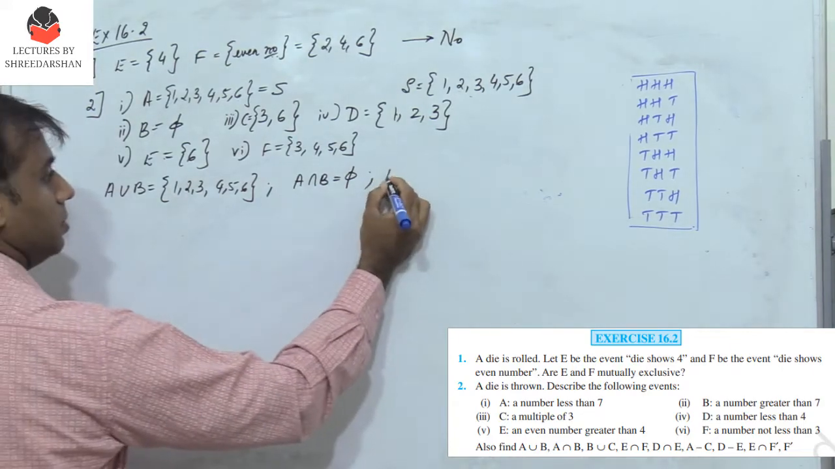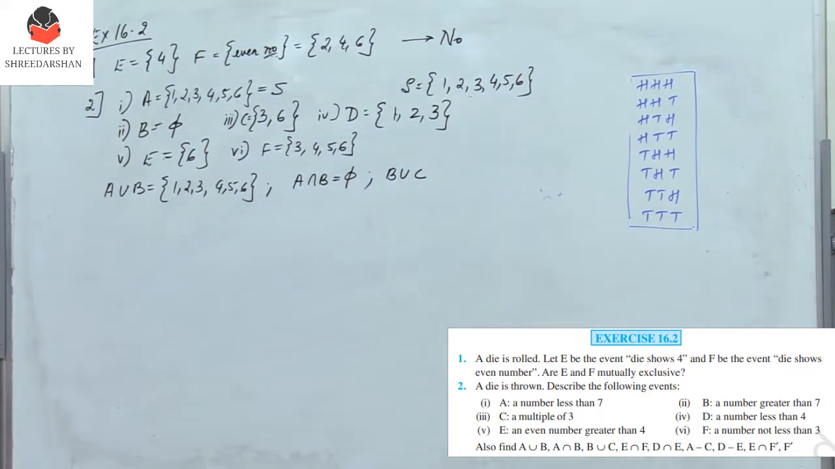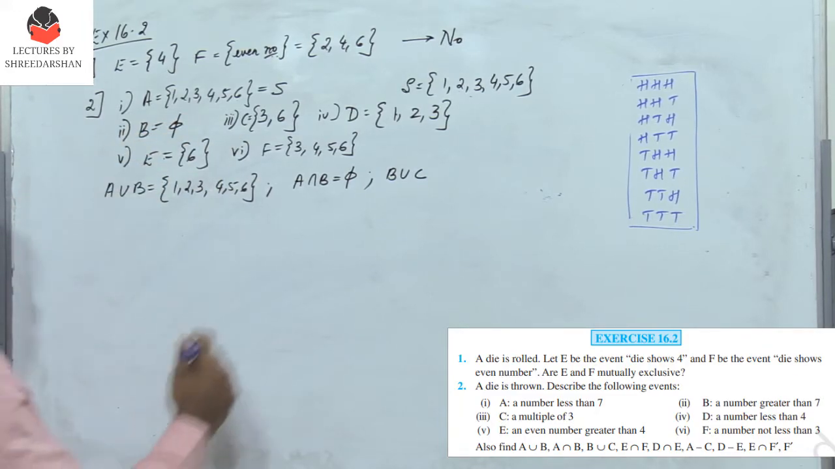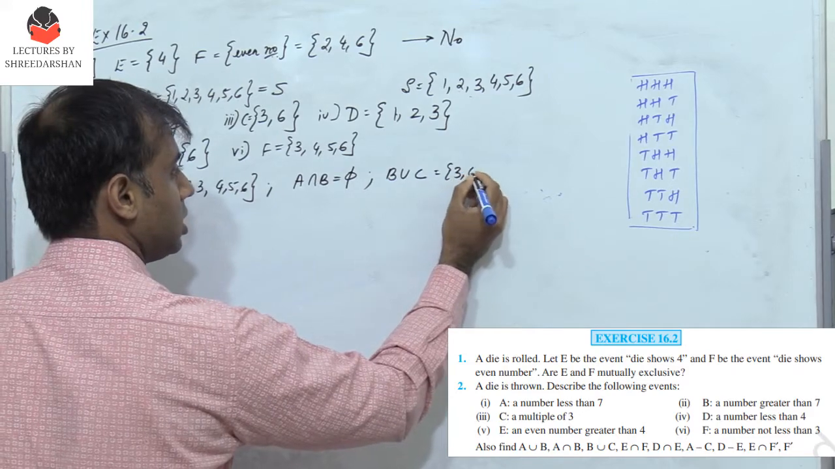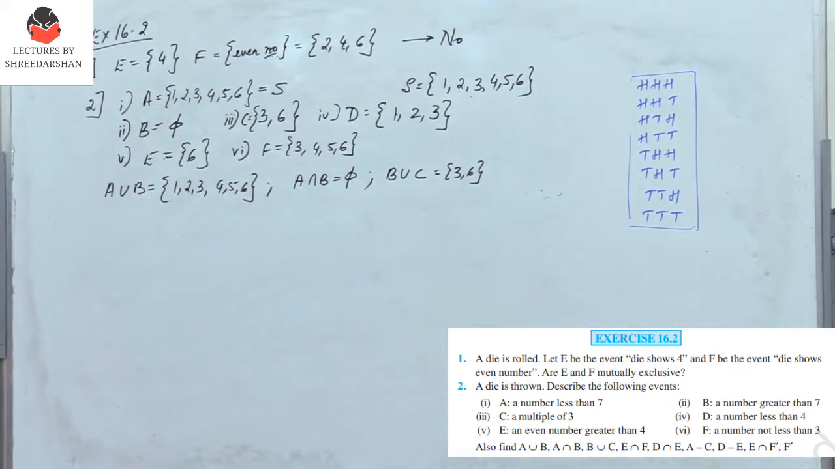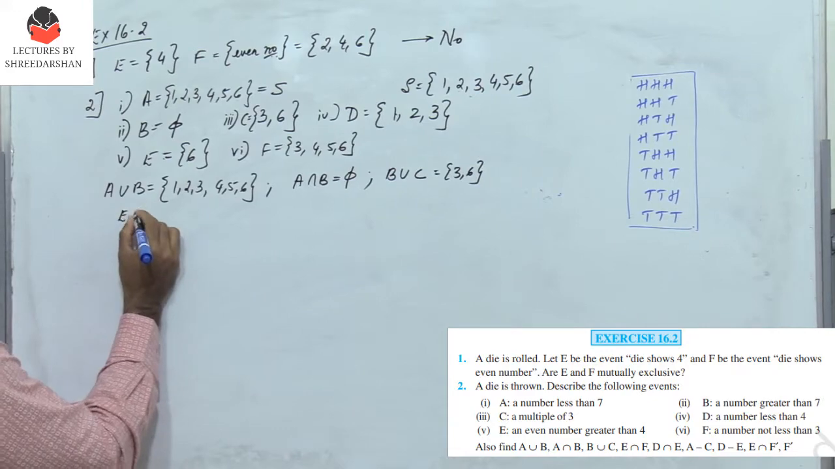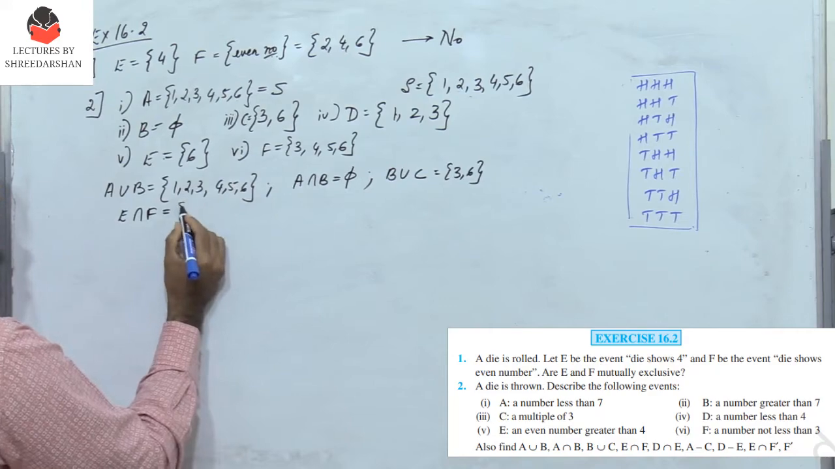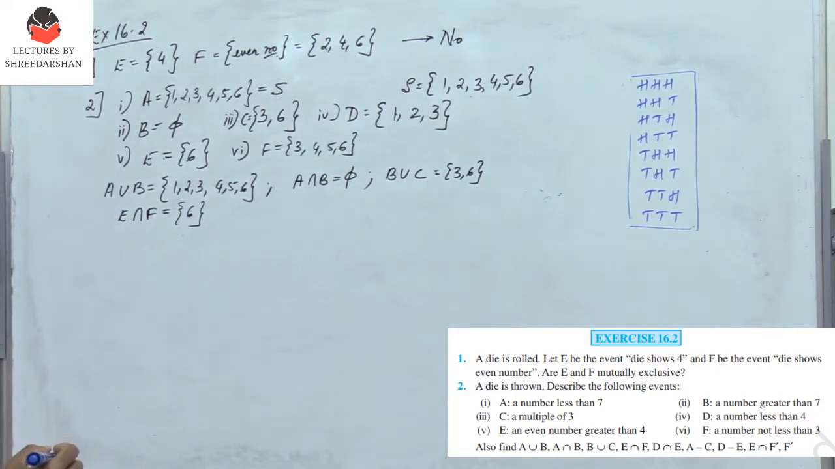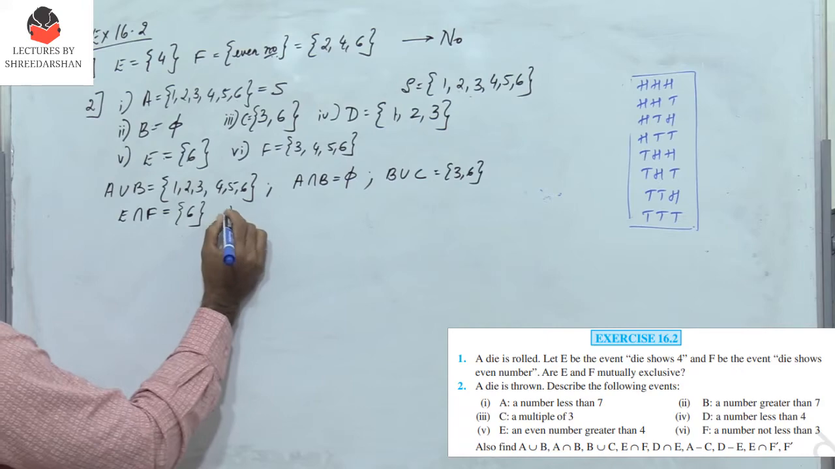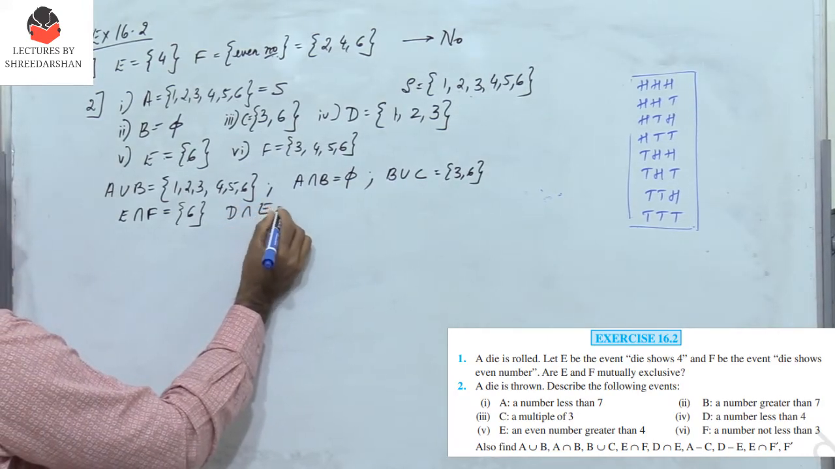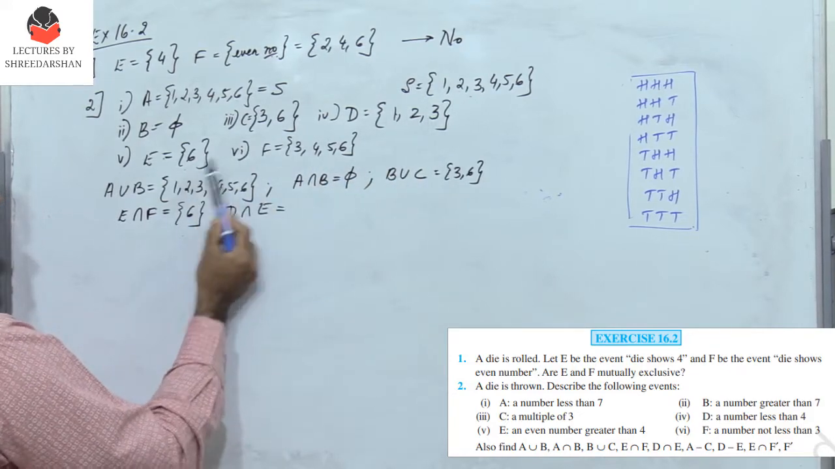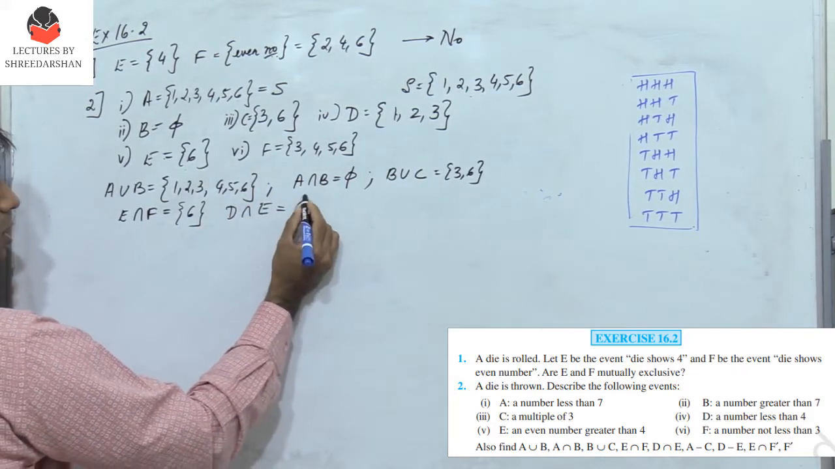Then B union C. Now since B is null, when I combine B and C, I get 3 and 6. So this is going to be {3, 6}. Very simple. Then E intersection F. So what is common between E and F? 6 is common. So I have 6 here. Next, D intersection E. What is common between D and E? Here I have 1, 2, 3. Here I have 6. There is nothing common. So therefore, it is null.